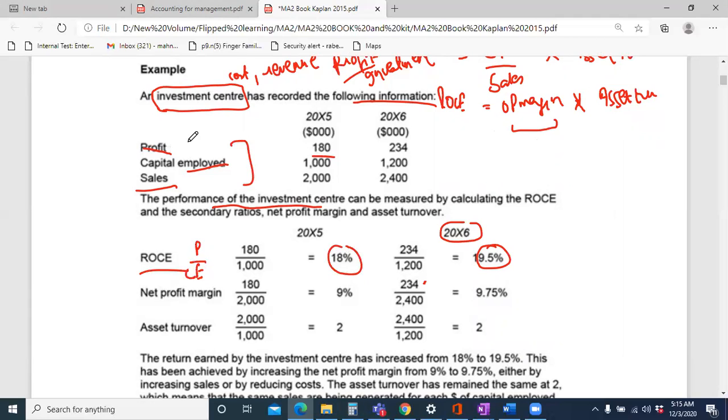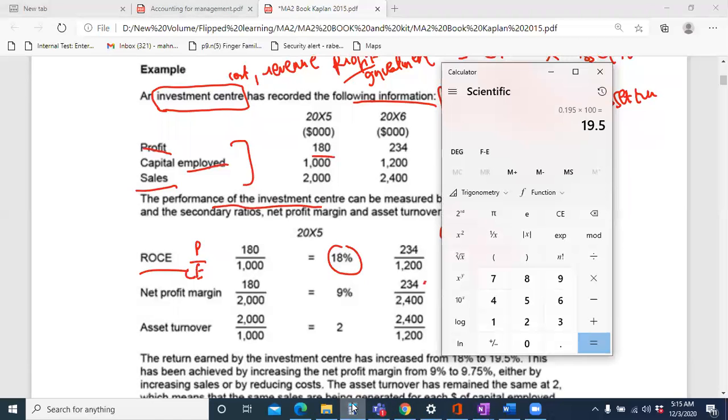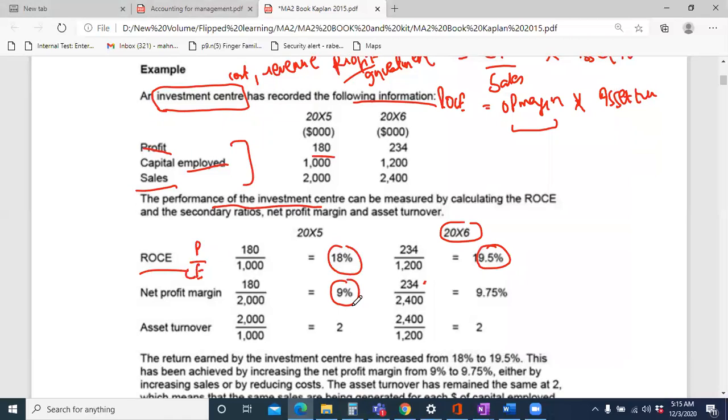So here's the profit. Profit is 180 divided by, if you leave out the thousands, you can do that as well. That would make it easier. So 180 is the profit divided by 2000 is the sales. So what is basically the operating profit margin? In 2005 it was 9%.